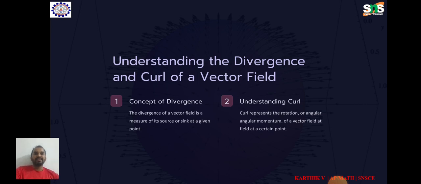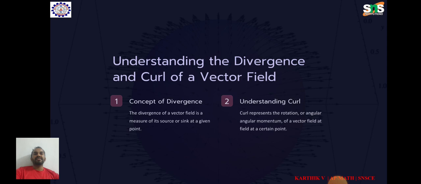Understanding the divergence and curl. Understanding the concepts of divergence and curl is crucial in vector calculus. Divergence: the divergence of a vector field measures the tendency of the vector field to either converge or diverge away from a point. Mathematically, for a vector field F(x, y, z) equal to (Fx, Fy, Fz), the divergence del dot F equals ∂Fx/∂x plus ∂Fy/∂y plus ∂Fz/∂z.